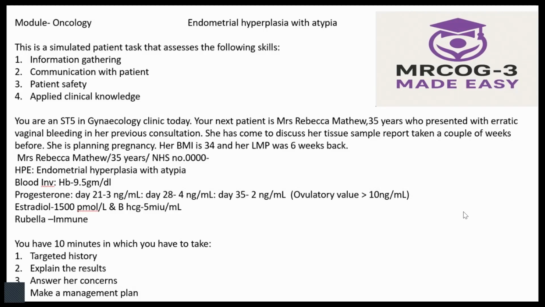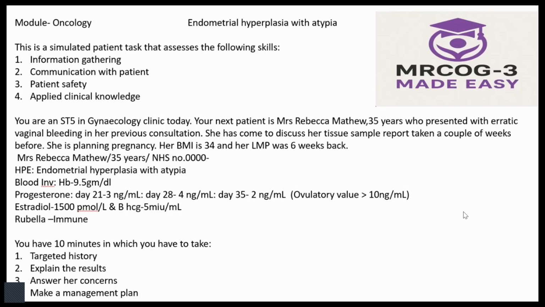She has come to discuss her tissue sample report from a couple of weeks before, and she is planning pregnancy. This tissue sampling was taken in the previous consultation. So today she has come to discuss that report, which is ready, and she is planning pregnancy. Her BMI is 34. Her LMP was 6 weeks before. A few investigations are enclosed here.